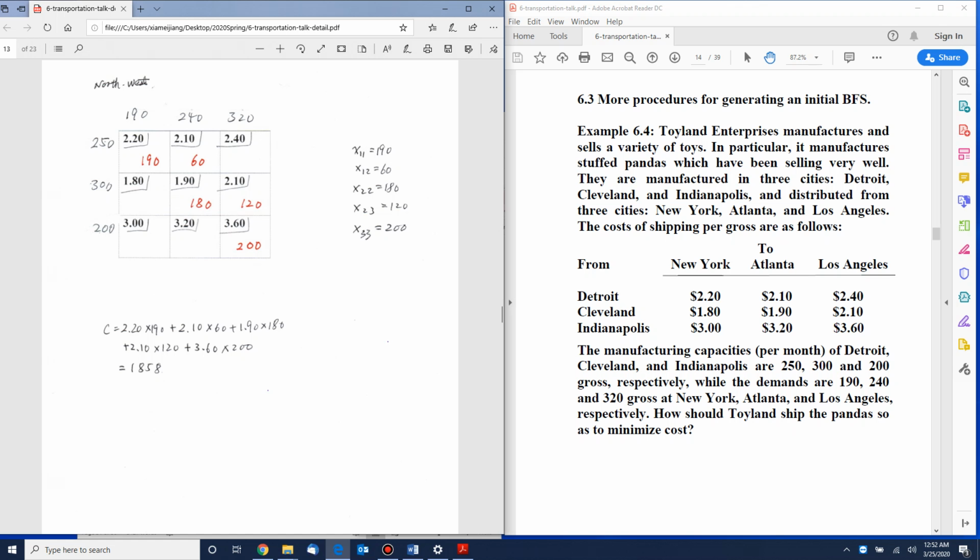So you first check whether the demand meets the supply. The supply is 250, 300, and 200. Adding them together gives you 750. That's the total supply. And the demand is 190, 240, and 320. Adding together is also 750.